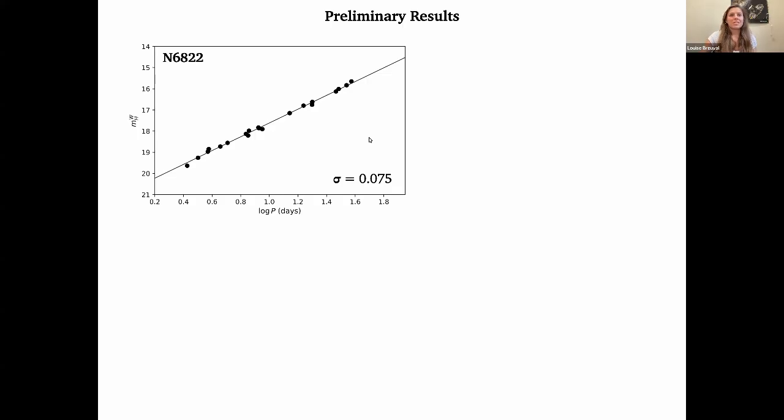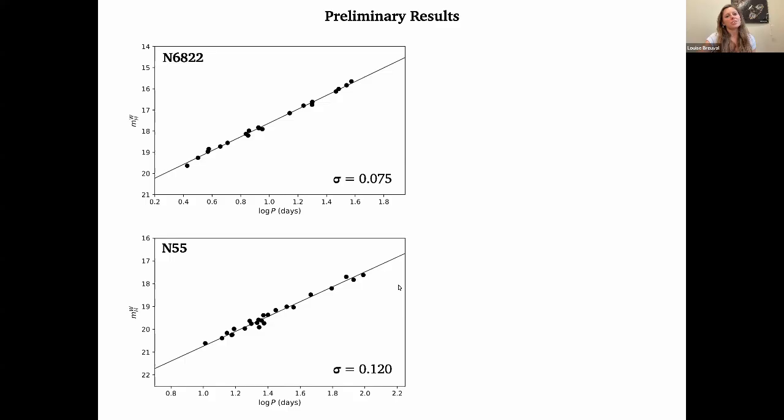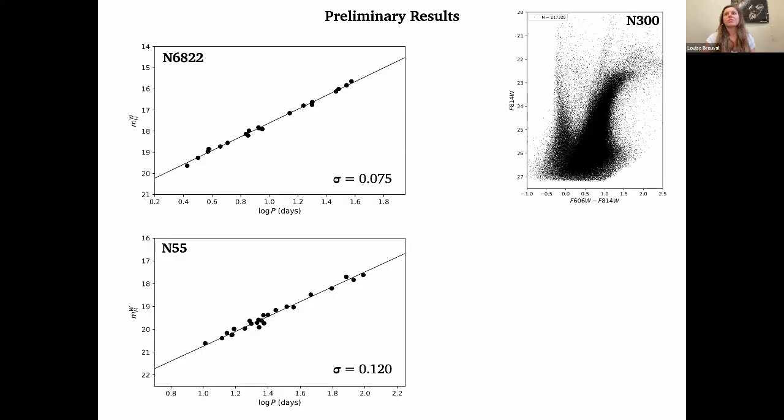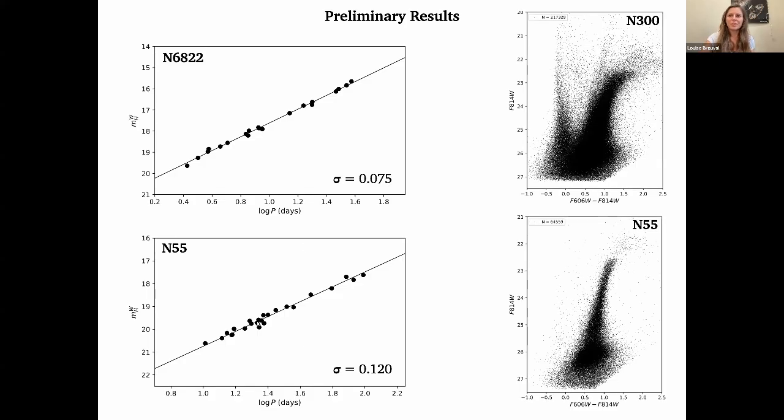The scatter is extremely tight, and we have other galaxies, of course, with also very low scatter. So very good results. We fit the intercept, and we fix the slope to the SHOES value. For the TRGB, we also have extremely good plots, and we are currently working on measuring distances. We have way more. We have different pointings within the same galaxies. So this is ongoing work.